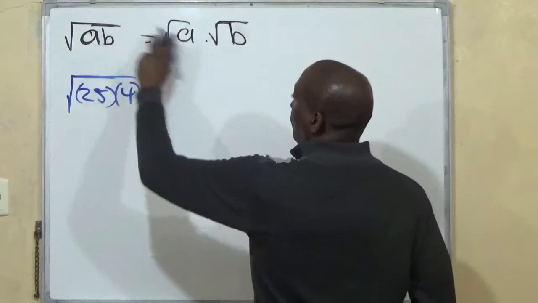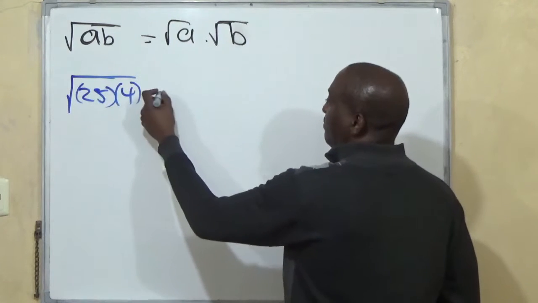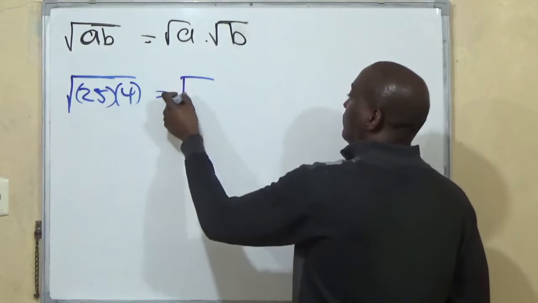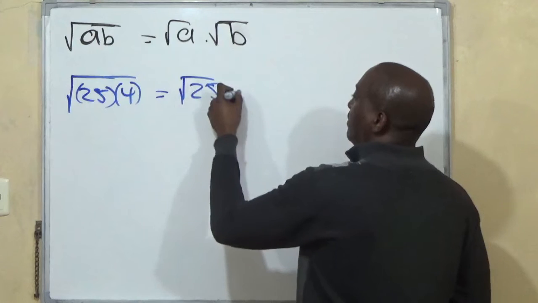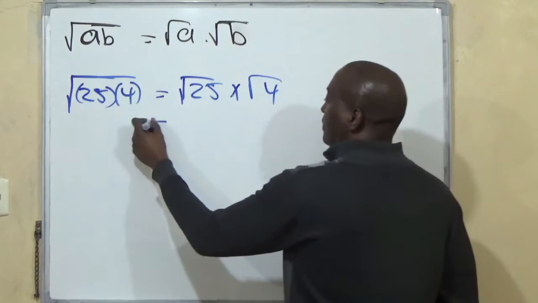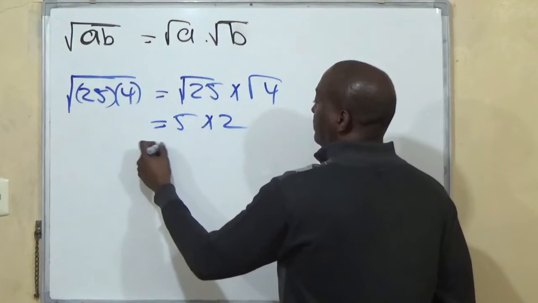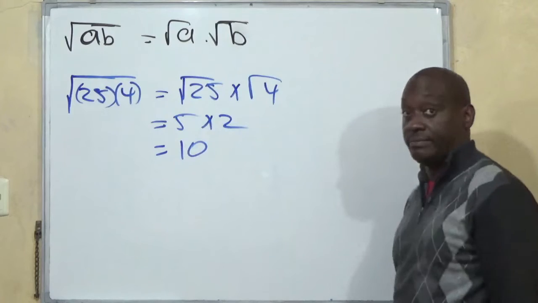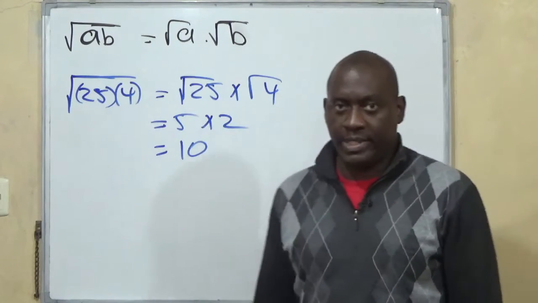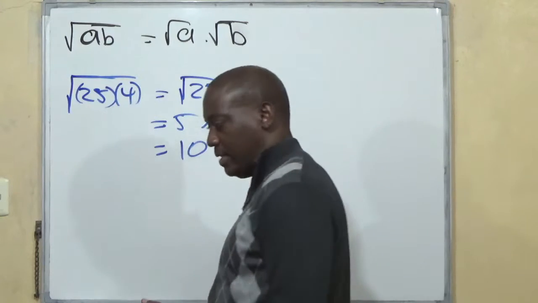So based on this law, rule number 11, the square root of 25 by 4 is supposed to be equal to the square root of 25 multiplied by the square root of 4. The square root of 25 is 5 and the square root of 4 is 2. 5 by 2 is, guess how much? 10. Let me try the next one now, just to make sure.